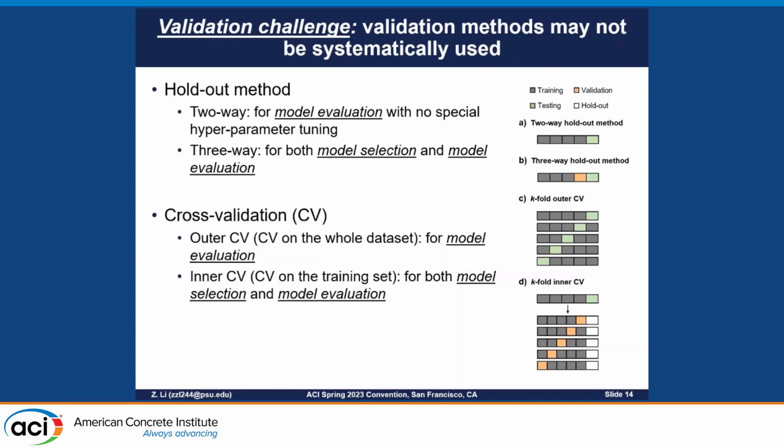However, for the two-way hold-out methods, researchers might be tempted to reuse the testing set to tune their parameters and to select their model. This would lead to data leakage and, as such, some misleading conclusions or overestimation of the generalizability of the model. And both two-way and three-way hold-out methods only involve a single split of the data, and this would be less robust when you have a very small data set, which is a typical case for concrete research.